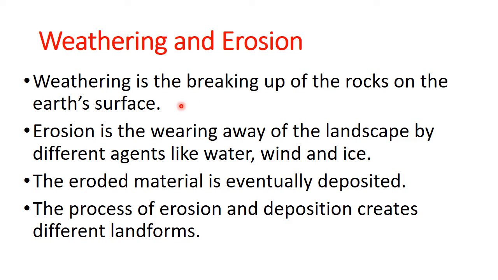Now the eroded material is carried away and it has to be deposited somewhere. It is eroded, carried away and transported by water and wind, and it is deposited somewhere. This process of erosion and deposition creates different landforms on the surface of the earth.